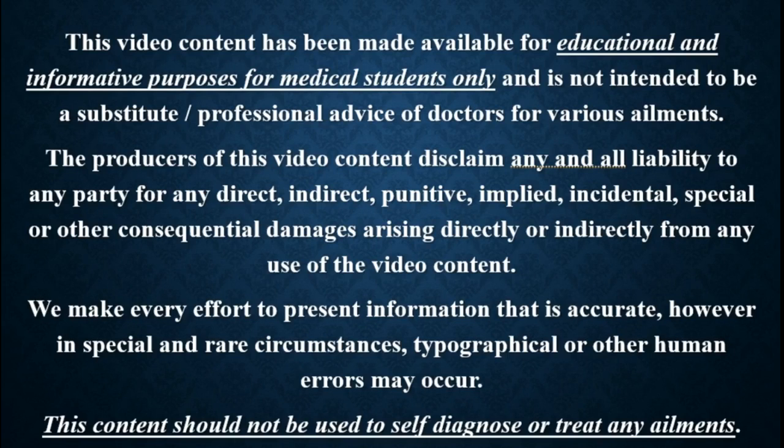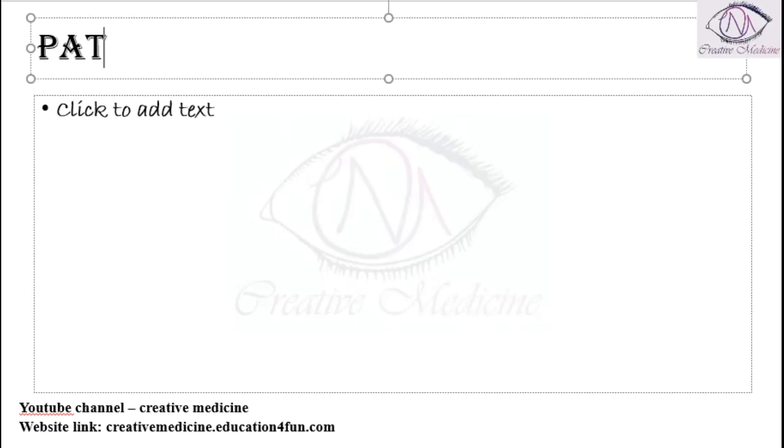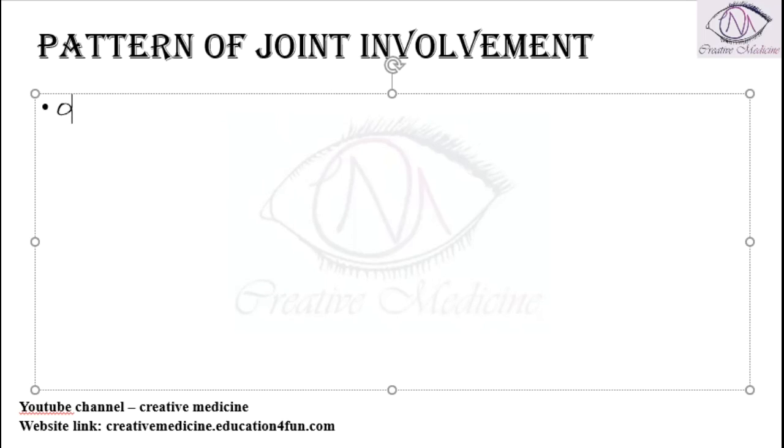In this lecture, we will learn about the pattern of joint involvement for each of the important diseases. We have three important arthritis. We'll see for three of them. So, osteoarthritis. In osteoarthritis, proximal interphalangeal joint, distal interphalangeal joint, first carpo-metacarpal joints are mainly involved.